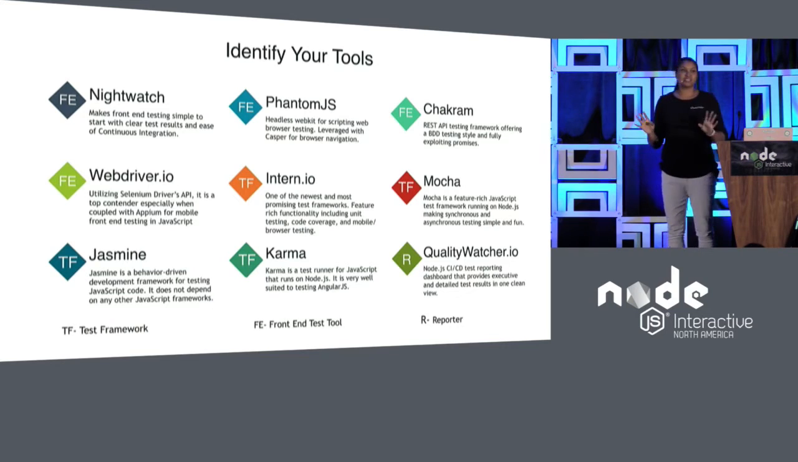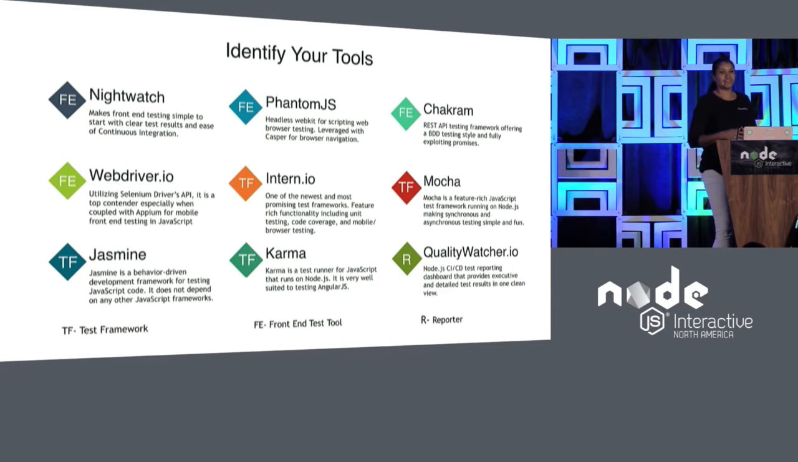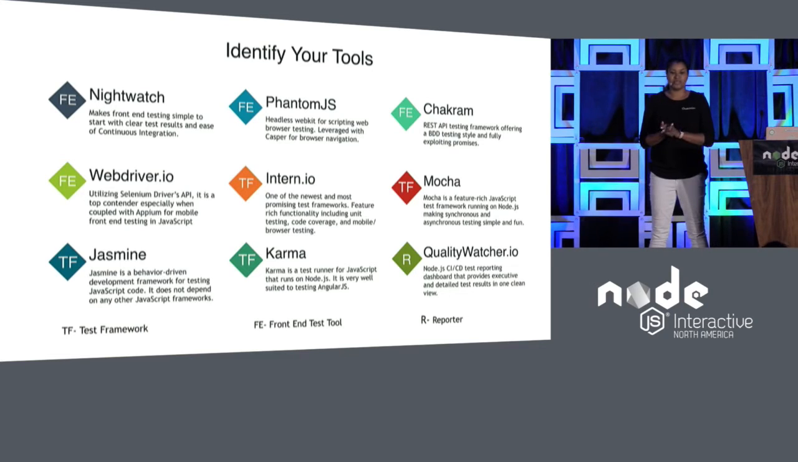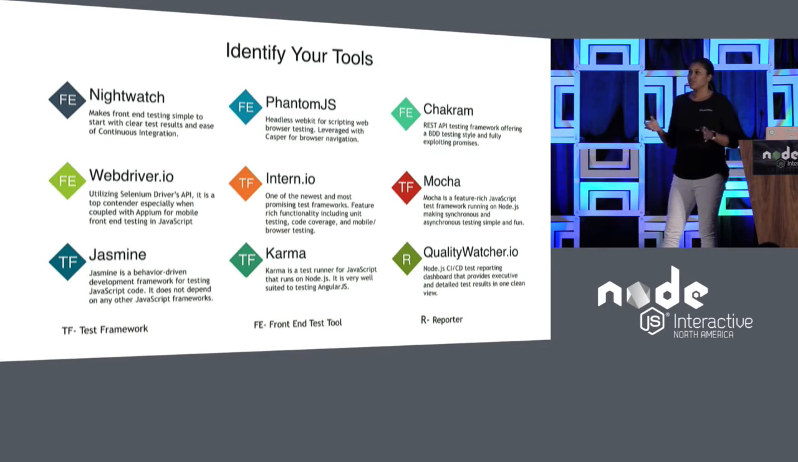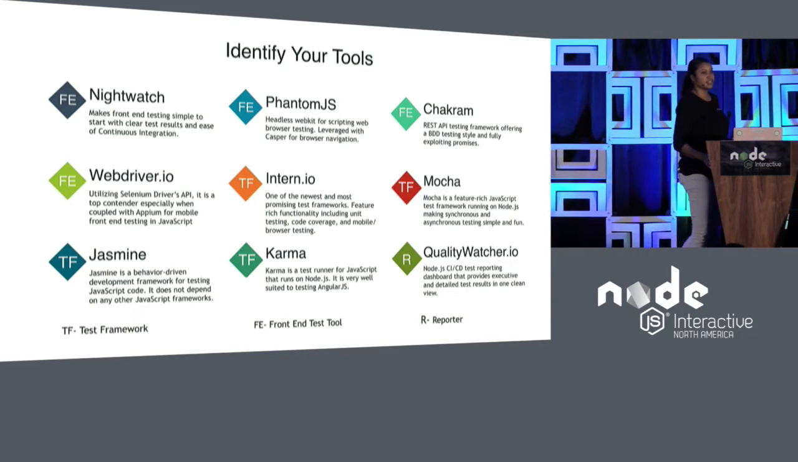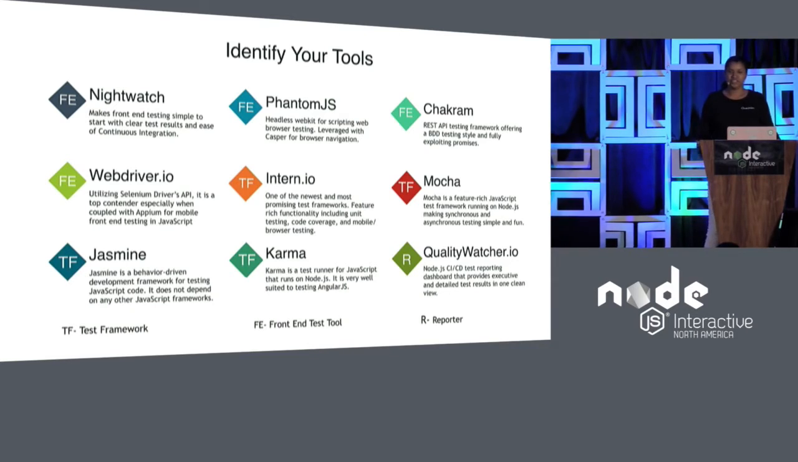Mocha, if you've been doing any development for a while, you probably are familiar with Mocha. It's a very easy to use test framework integrated well with IDEs. Jasmine, well known for behavior-driven development, automation development. Karma works very well with Angular, and QualityWatcher.io, which is a test reporter that integrates with Node.js modules. So those are just a few.